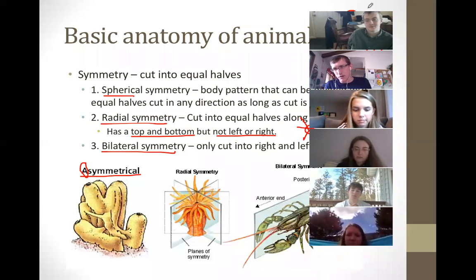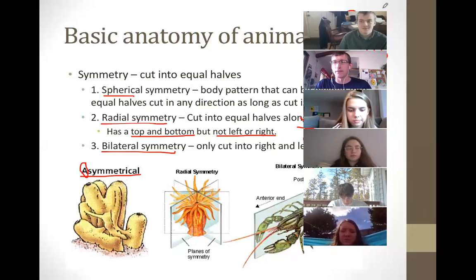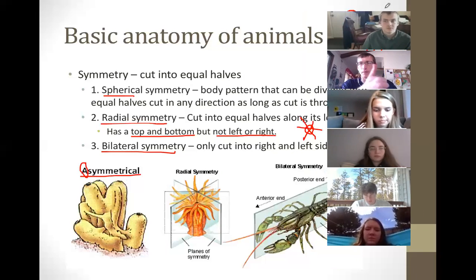Not exactly a mirror image, but it's close, right? Everything's paired. Lungs are paired, kidneys paired, arms are paired, everything's paired. So bilateral is two-sided. Okay. Questions about the types of symmetry? How you feel about them? Give me a thumbs up. Feel okay? All right.